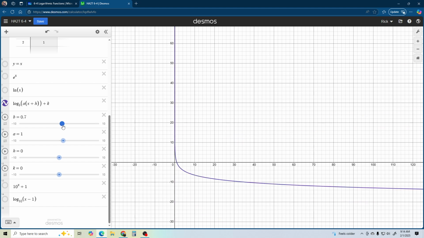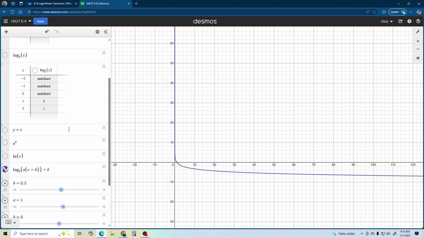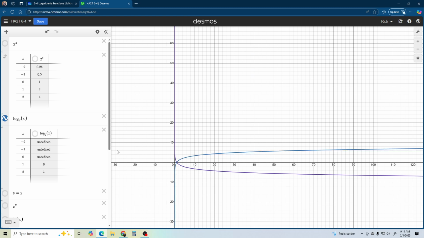Watch it flip, right? So when b equals 1, this is basically a linear function at this point because 1 to the infinity power is still just 1, right? So this isn't exponential at all. But let's go down a little bit, okay? So if we go to like 0.5, this would kind of be the opposite of 2. Let me pull up 2 just to show you. This is kind of neat, right? Do you see this? This reflects over the x-axis, right?